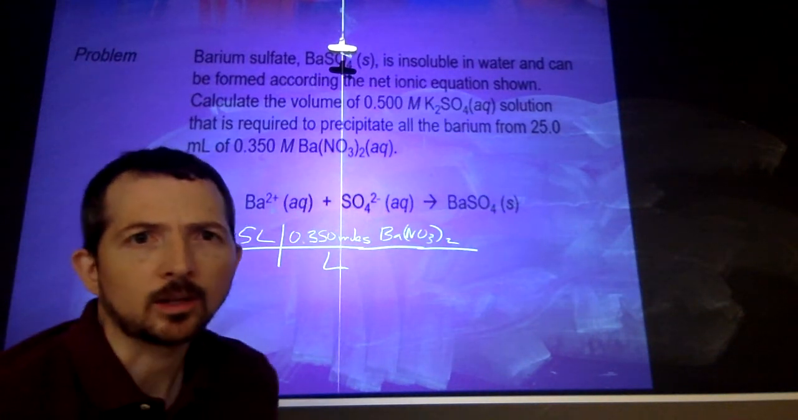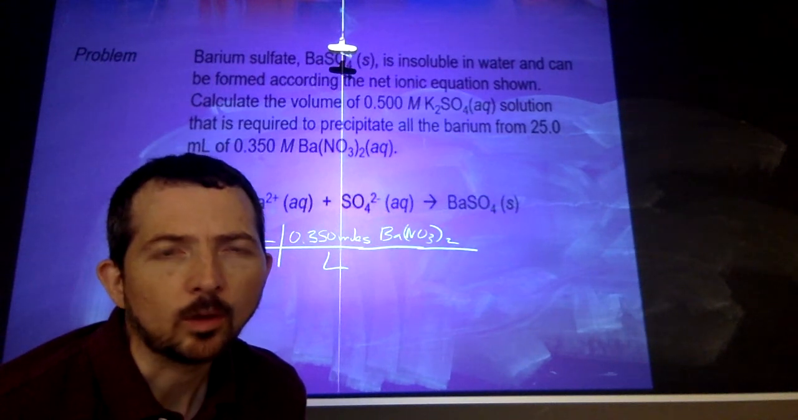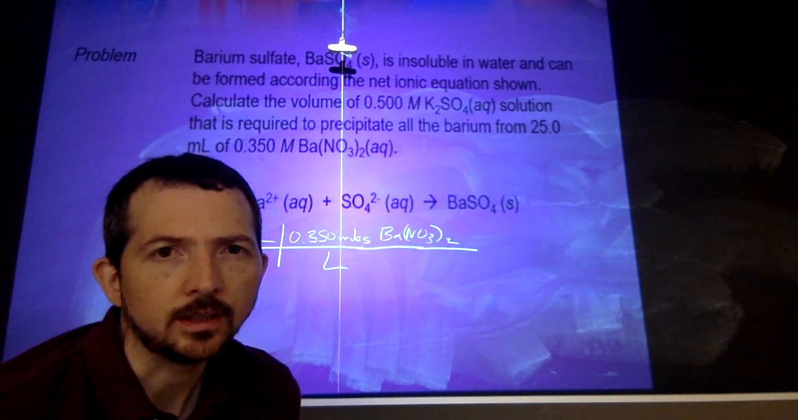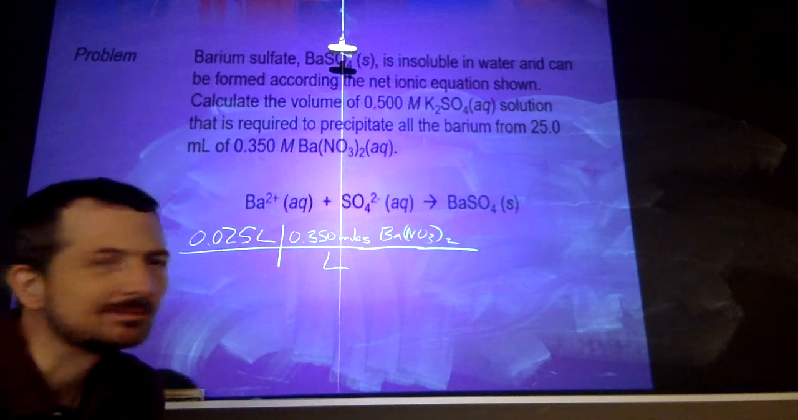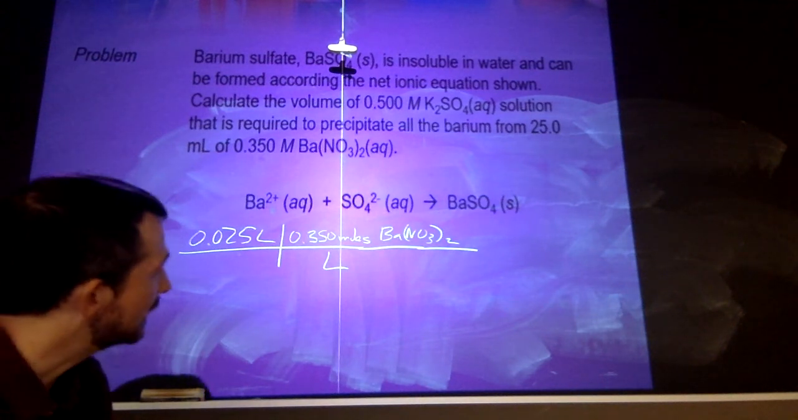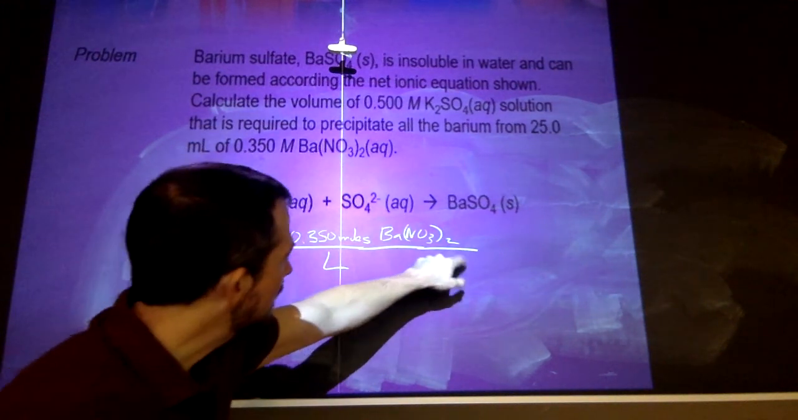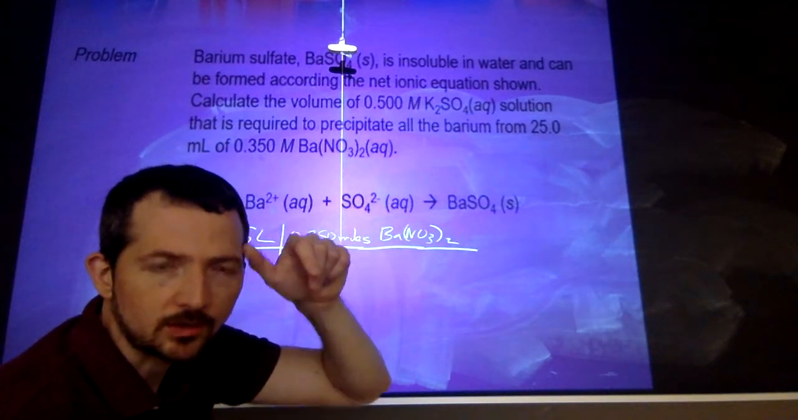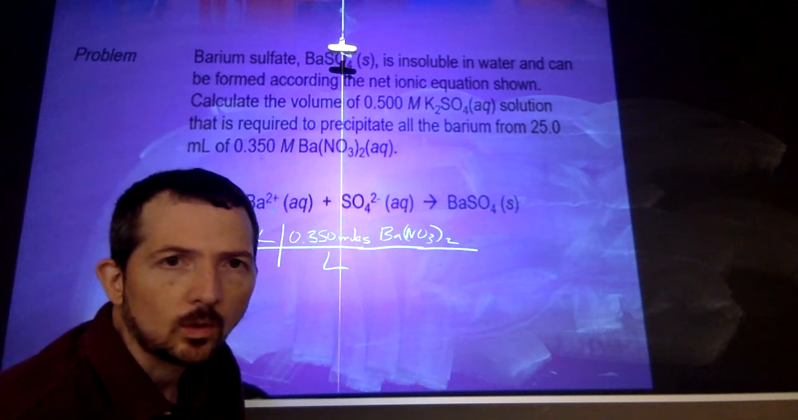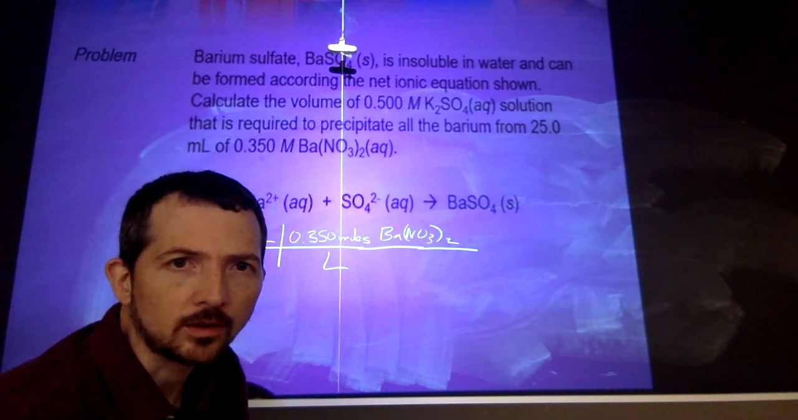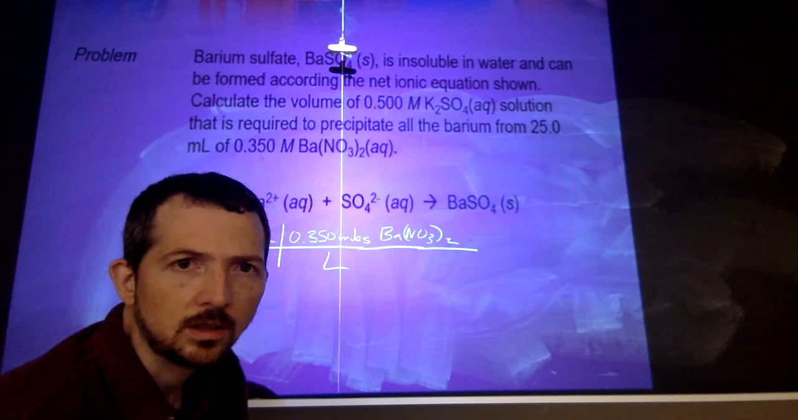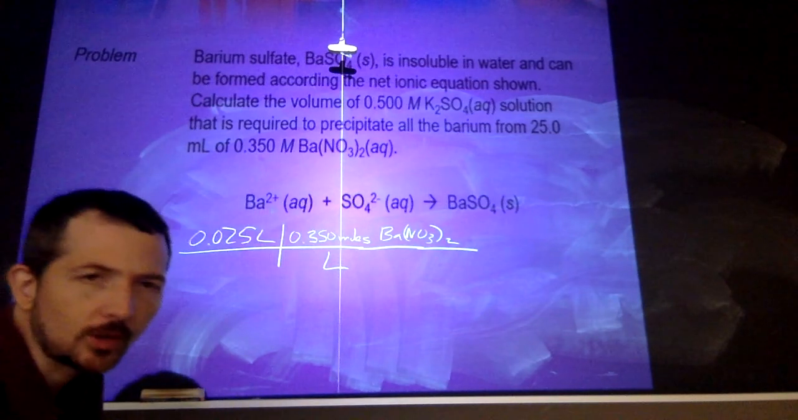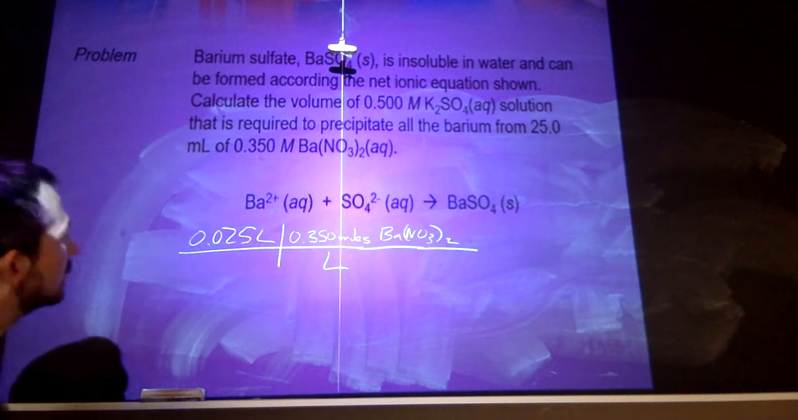I'm given a net ionic equation. See, it says what the volume of that solution do I need. There's a couple different ways to do this. You can go ahead and convert this to moles of barium ion, then use your net ionic equation to find your sulfate and convert it back. Or you could write out just your regular molecular equation. So let's go ahead and do that. Let's write out a regular molecular equation.